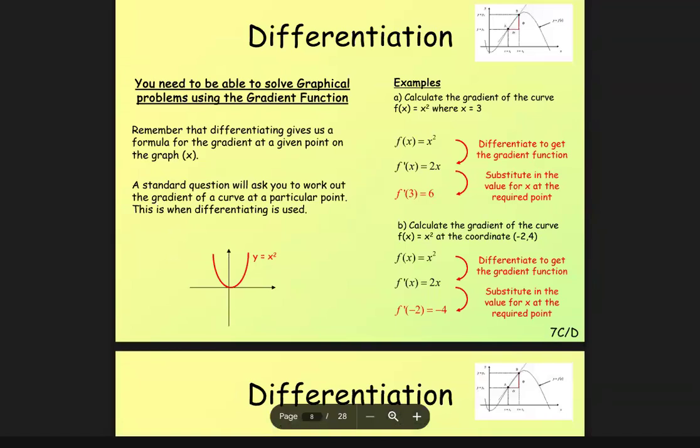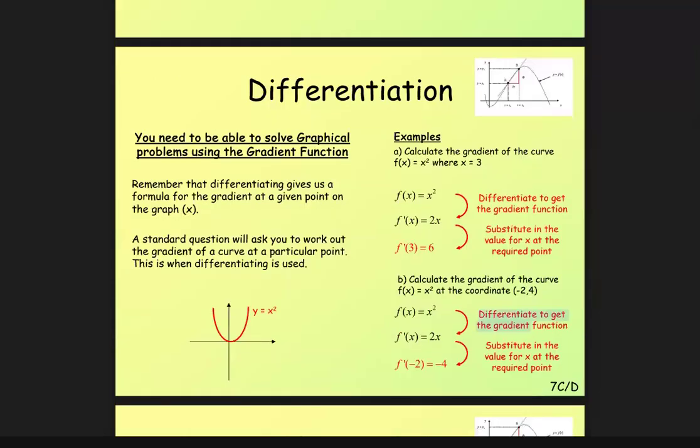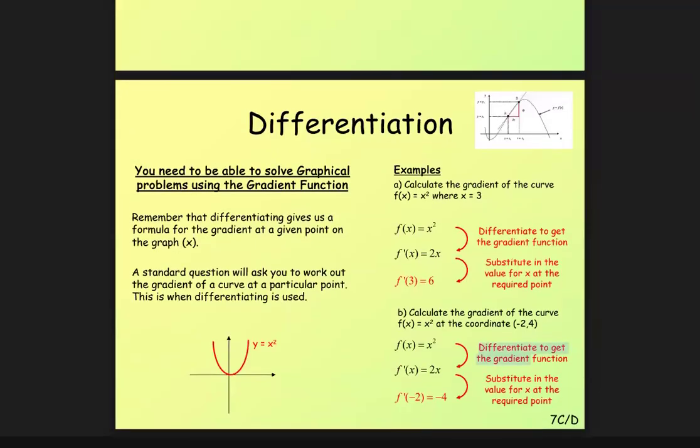So look at this one. Let's calculate the gradient of the curve. If you have to find the gradient of this curve, say f of x equals x squared, where x equals 3. If you want to do that, you have to differentiate first. When you differentiate, you now substitute the value of x in there.